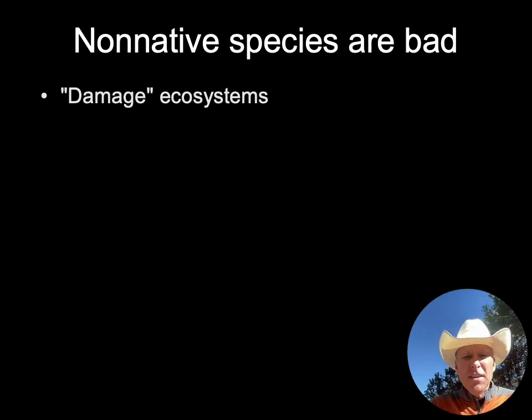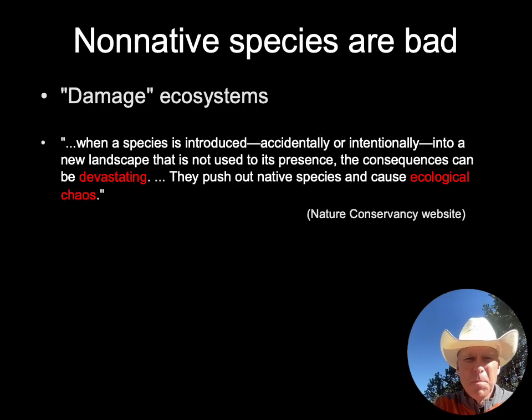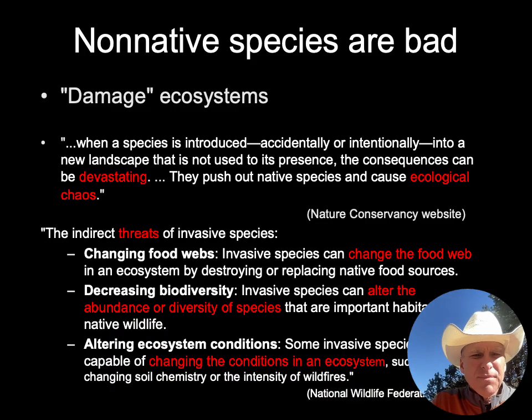All right, there's the thought that invasive species and non-native species somehow damage ecosystems. Here's a statement on that from the Nature Conservancy. When a species is introduced in a new landscape, the consequences can be devastating. They can push out native species and cause ecological chaos. Well, that sounds bad.